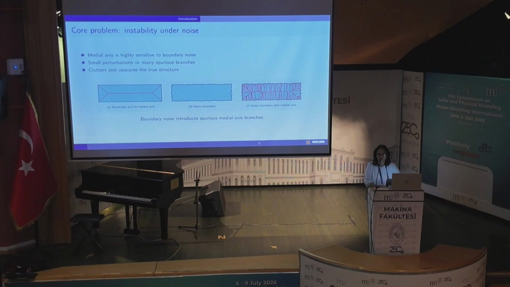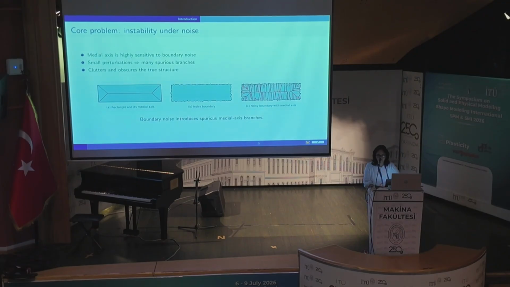The core problem with the medial axis or the skeleton is its sensitivity to noise. Small perturbations on the boundary can create a lot of insignificant branches like this. This represents a clean shape with a clean skeleton. This represents a boundary which is perturbed with noise, and this is the resulting skeleton. So this makes the skeleton unusable.